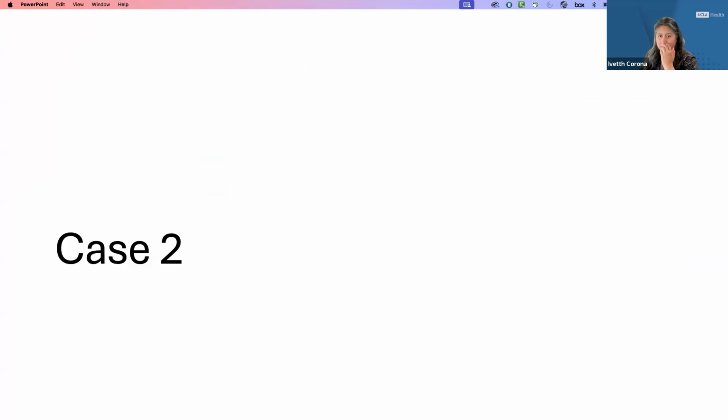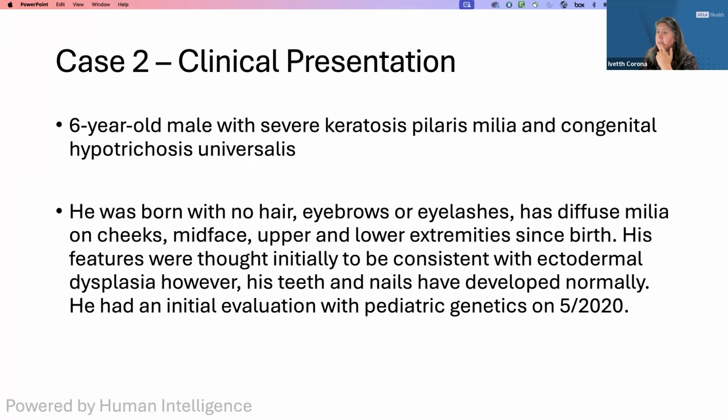Then I'm going to go to the second case. This is a 6-year-old male with severe keratosis pilaris, milia, with congenital hypotrichosis universalis. He was born with no hair, no eyebrows, no eyelashes. He has this diffuse milia on cheeks, mid-face, upper and lower extremities, all that since birth. And it was initially thought to be ectodermal dysplasia, but he didn't develop abnormal teeth or nails. So that changed what they think the condition was.